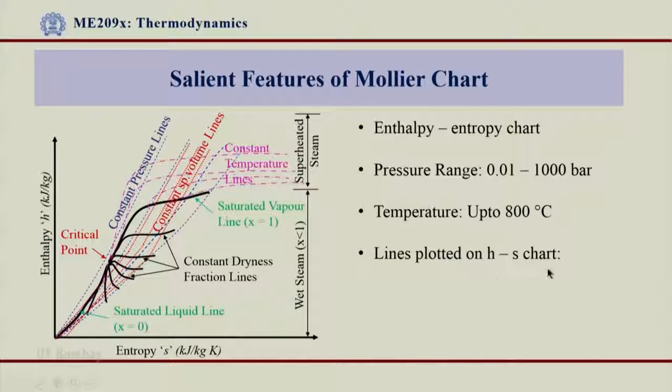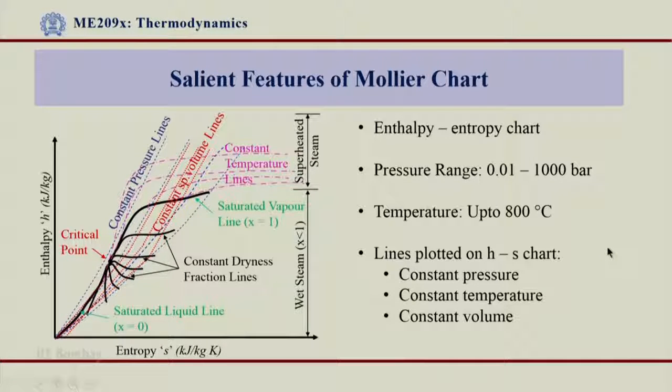So, lines are plotted on the HS chart: constant pressure line, constant temperature line, constant volume line, and constant dryness fraction line. All this information I can get directly from the Mollier chart, and that is a very effective piece of information one can acquire. And if I could draw processes on this, then it gives a lot of information about that process itself, not only process but even cycle also.